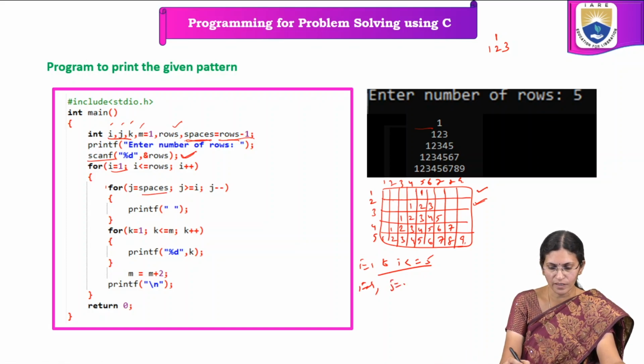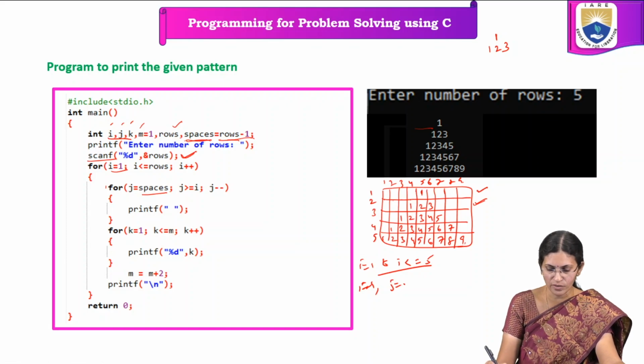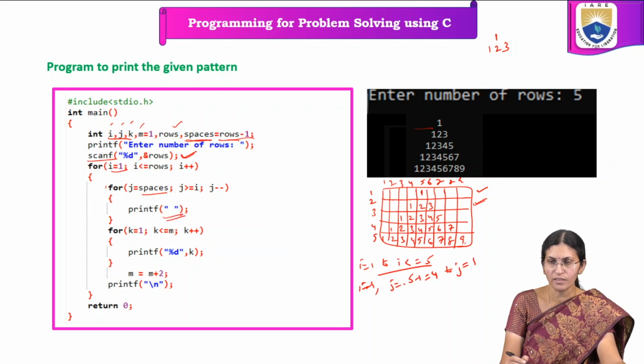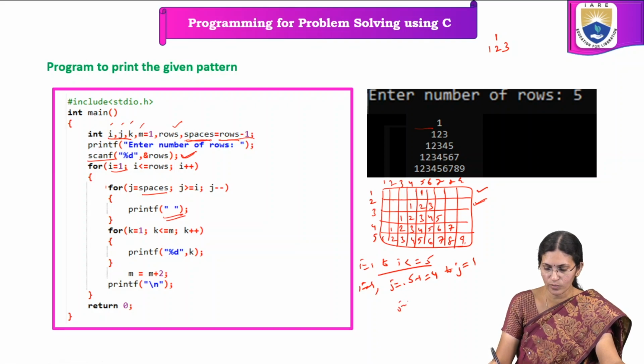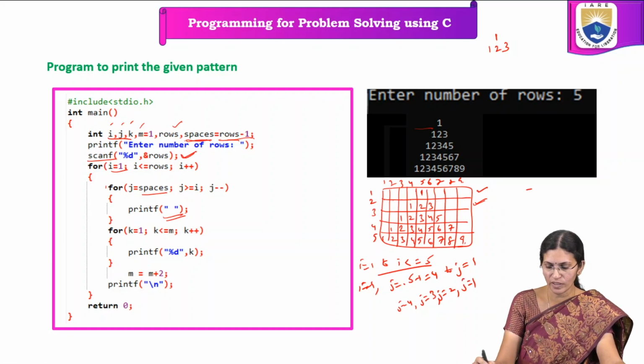So the j spaces value is given by rows minus 1. Suppose rows is 5, 5 minus 1 is 4. So j is equal to 4 to j is greater than or equal to i. So this loop will print spaces for j is equal to 4, j is equal to 3, j is equal to 2 and j is equal to 1. That means 4 spaces will be printed: 1, 2, 3 and 4.